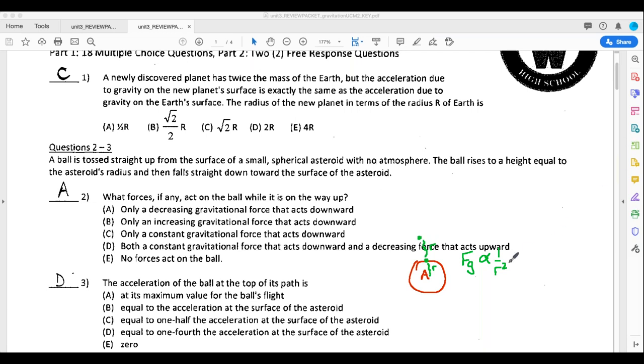So in case one, we could say the force of gravity is 1 over 1 squared. In case two, the force of gravity is 1 over 2 squared. So it's going to be 1/4 its original value. If its original value was 1 over 1, then now it's 1/4. And so we can see, question number two, a decreasing gravitational force, it still acts downward, but it's getting smaller. And the next question, number three, which you didn't ask about, but we can see that it's 1/4 the acceleration at the surface. That's how we get that answer. The force of gravity is 1/4, and so is the acceleration, right?